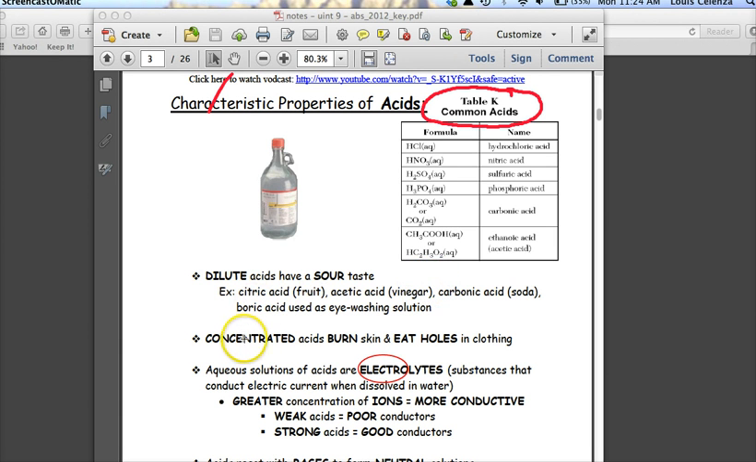Second is that concentrated solutions of acids, meaning acids that do not have a lot of water mixed in, are very dangerous because they can burn skin and eat holes right through your clothing pretty easily. Third one is that aqueous solutions of acids are electrolytes. Now, what does that mean? Well, if we take an acid like HCl and dissolve it in water, it will conduct electricity.